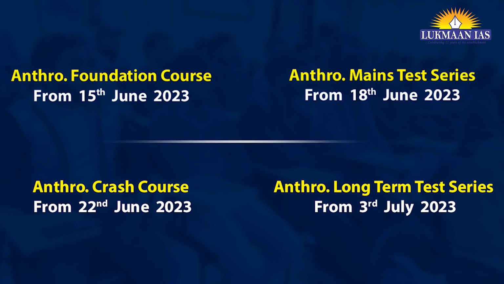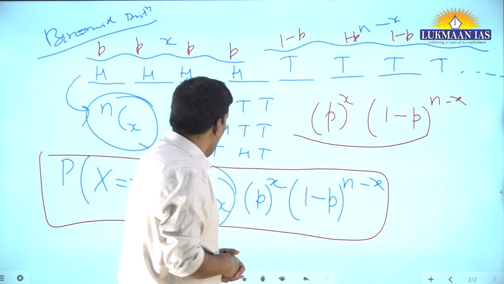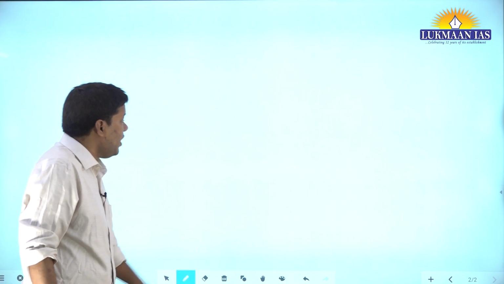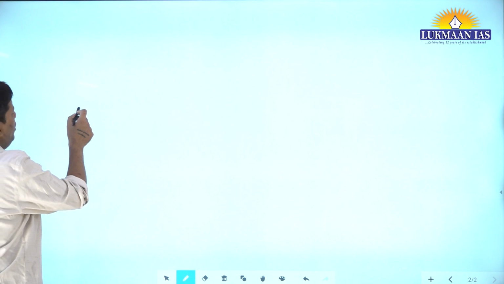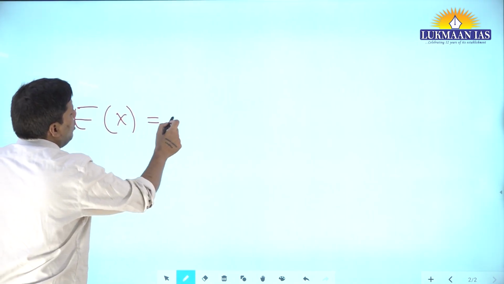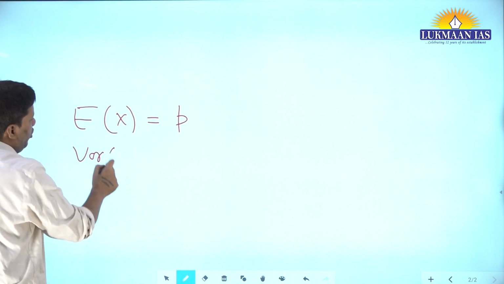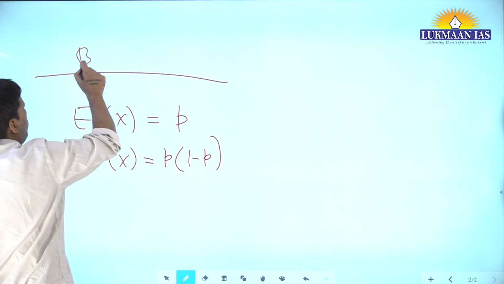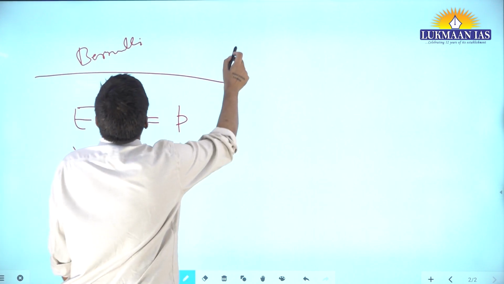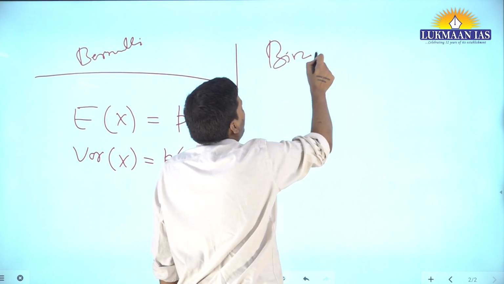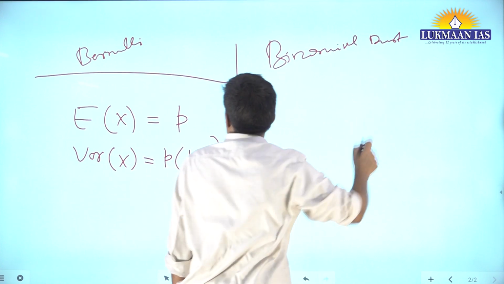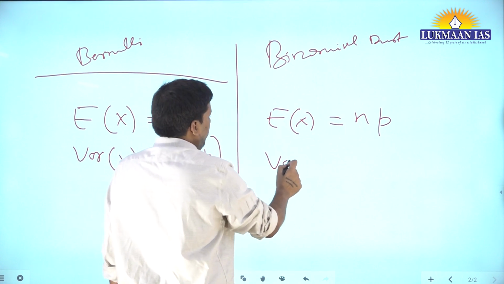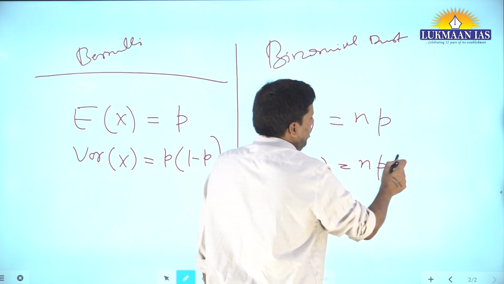This is a very logical argument, and you are convinced. Fine? Now, see, remember this here. This is very, very important for UPSC. You will get 10-15 marks out of here. Now, let me say what is the expected value. I know the expected value in the case of Bernoulli was p, and the variance in the case of Bernoulli was p into 1 minus p. In the case of binomial distribution, your expected value is given by np, and your variance is given by n into p into 1 minus p.